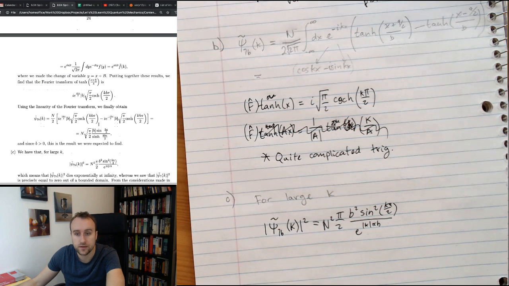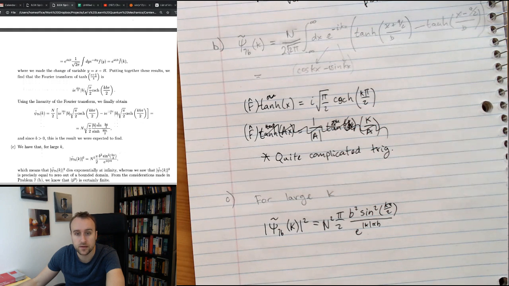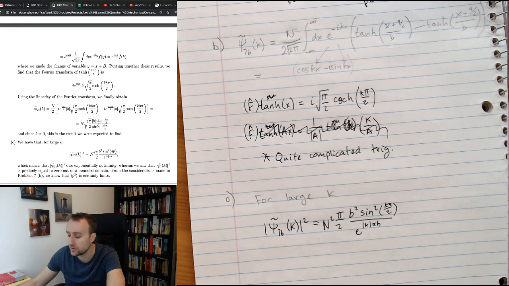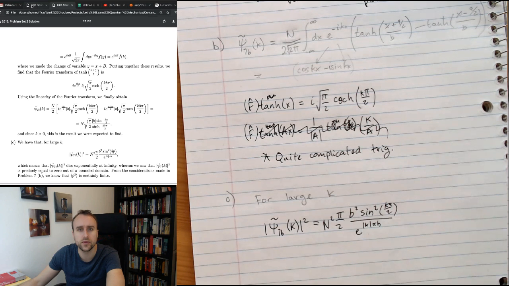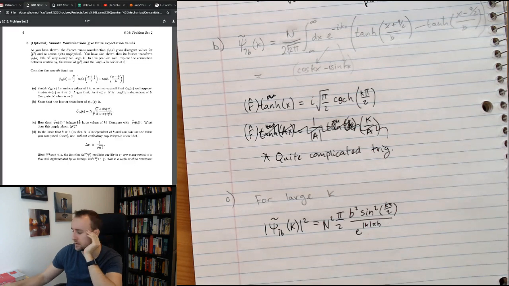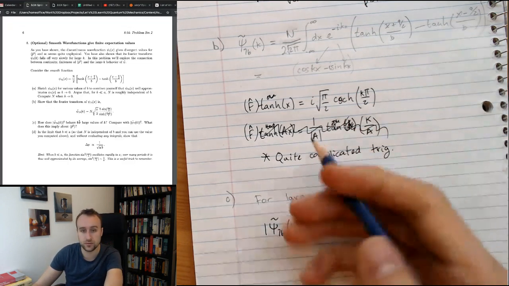This dies exponentially at infinity, whereas we saw that this is precisely equal to zero outside of a bounded domain. We know that this is certainly finite. Oh, so it is supposed to be finite. Okay, so my intuition was wrong about that. All right, and then let's do D quickly.